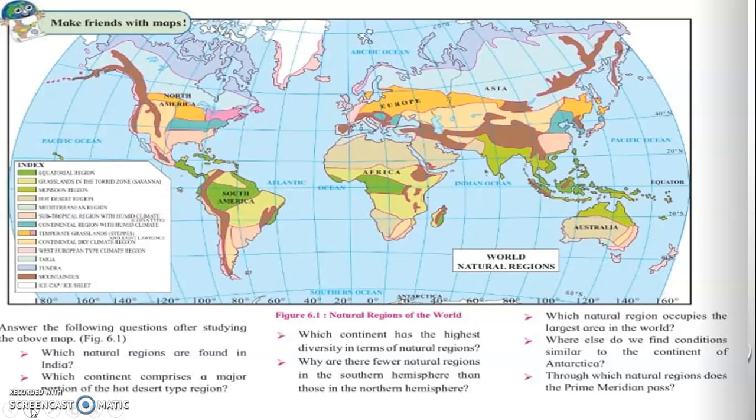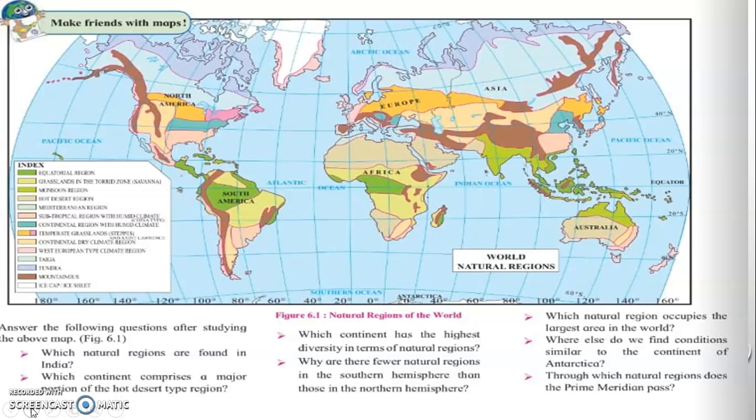Next question, which has fewer natural regions in the southern hemisphere than those in the northern hemisphere? The top is the northern hemisphere, the lower part is the southern hemisphere. In the southern hemisphere, land is not there. We have only the Southern Ocean, Pacific Ocean, Indian Ocean, Atlantic Ocean. Because the land in the southern hemisphere is less and has only two temperature zones, the temperate ones, because it is ocean covered, there is less land in the southern hemisphere.